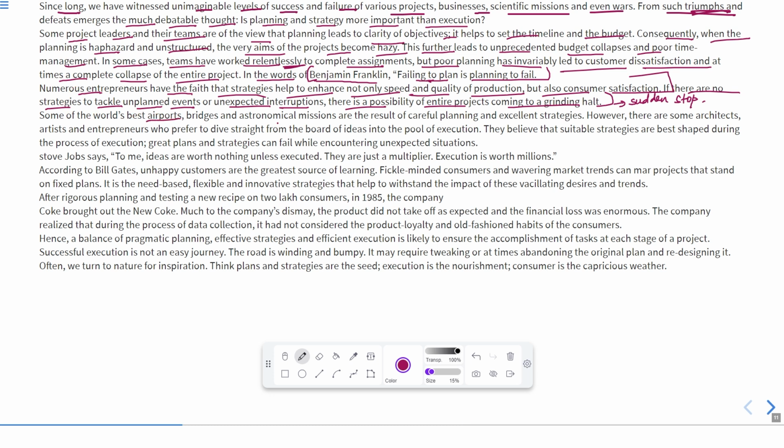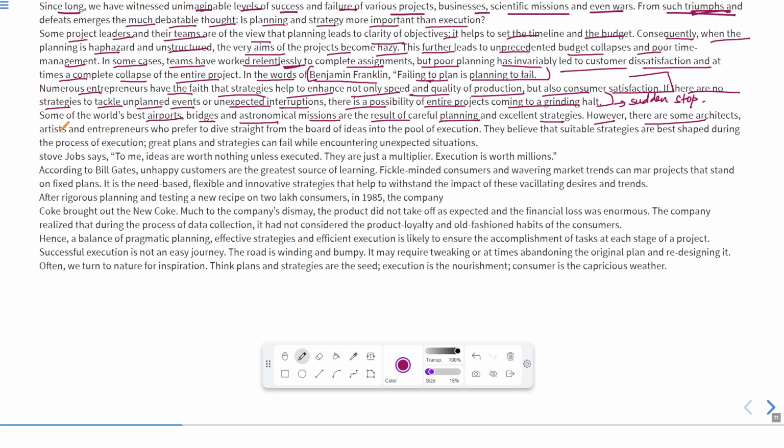Some of the world's best airports, bridges, and astronomical missions are the result of careful planning. Because there are some of the world's best airports, bridges, and astronomical missions which are the result of careful planning. It means careful planning and excellent strategies were made before their execution.